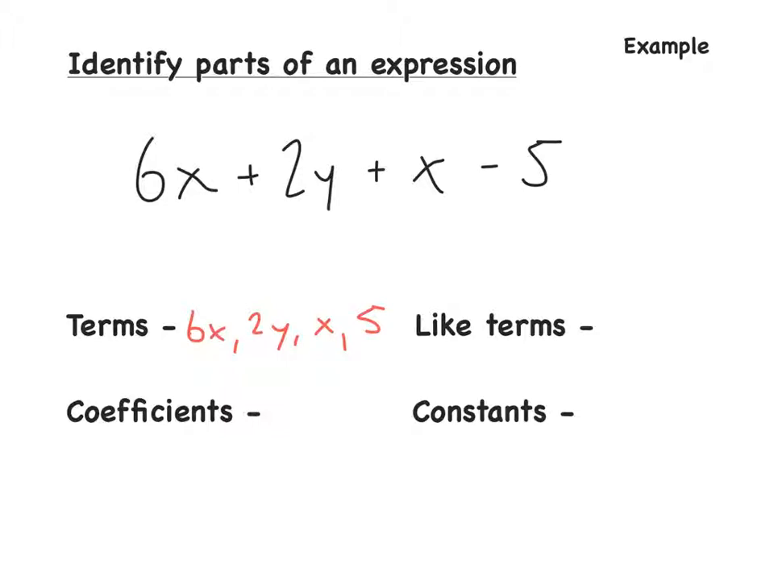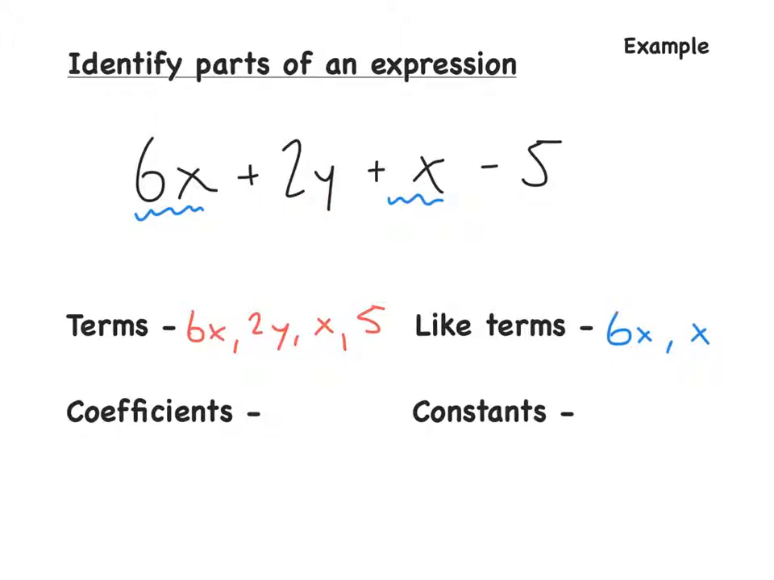Our like terms: we have some x's. So our like terms are 6x and x. Y doesn't have a like term. 5 doesn't have a like term.